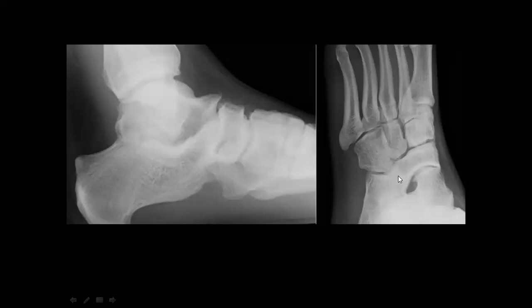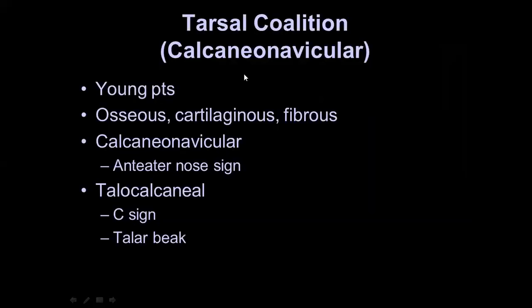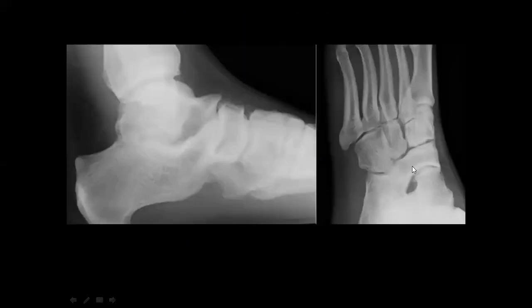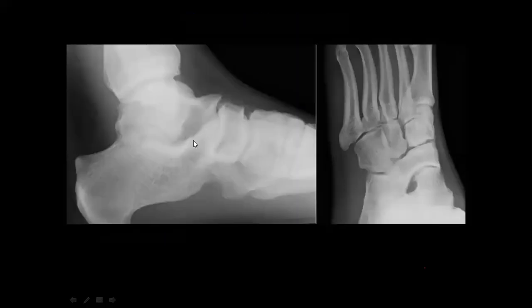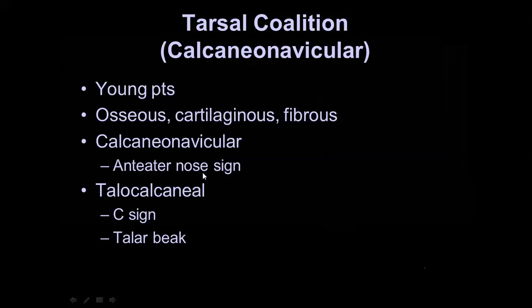Yeah. Bony type, and with this appearance it is the anteater appearance or anteater sign. So you are talking about coalition. Sometimes it's subtle and sometimes it's not bony type, so it is a bit difficult, but here is one that is classic. So this is the tarsal coalition, calcaneonavicular. It happens when you find a young patient. So when you find an X-ray of a young patient and it looks a bit normal, search for coalition. Maybe you can find something like this. And this is a cause of pain in the young. So when you find it with this anteater nose appearance, you are talking about calcaneonavicular coalition.